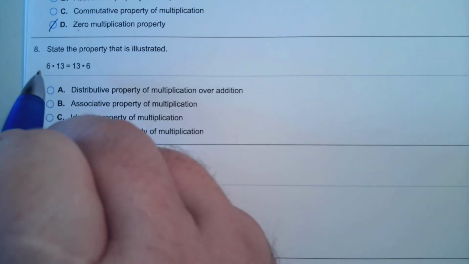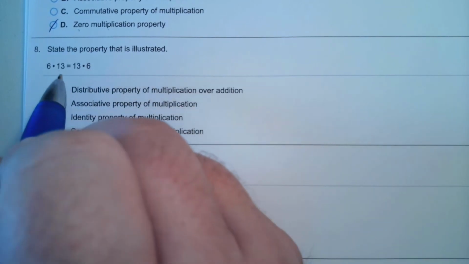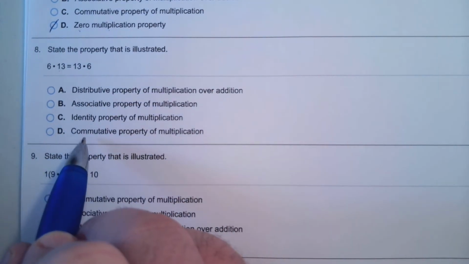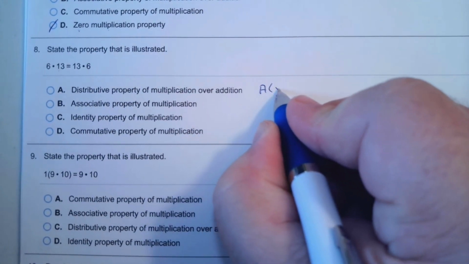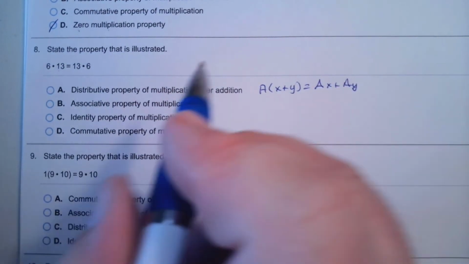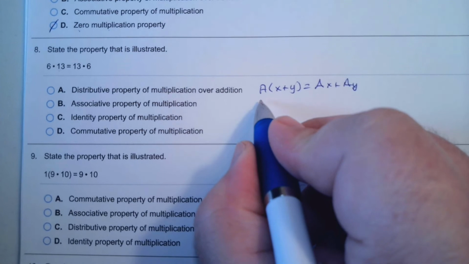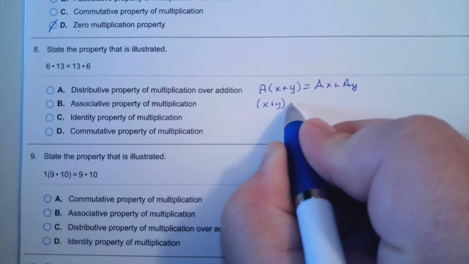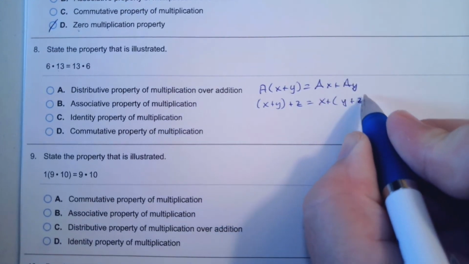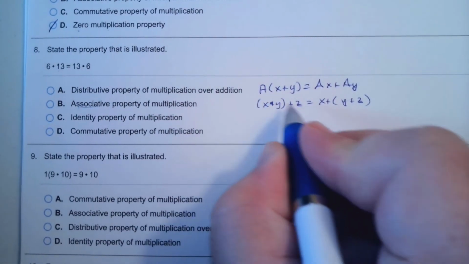State the property that's illustrated. 6 times 13 equals 13 times 6. The only difference here is I moved them around. I commuted them in multiplication. It's not distributive, not associative. Remember, distributive looks like this: you have parentheses and you have multiplication and addition. Associative is when you have more than 2 elements and you have parentheses around just 2 of them. It tells you which one you associate first. In this case, it's all multiplied.